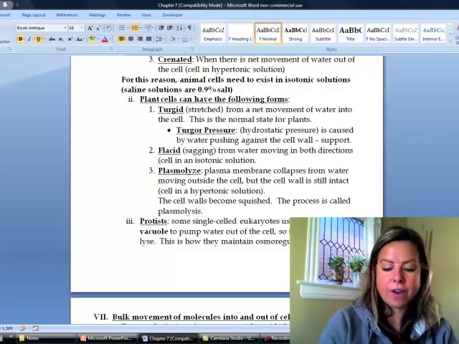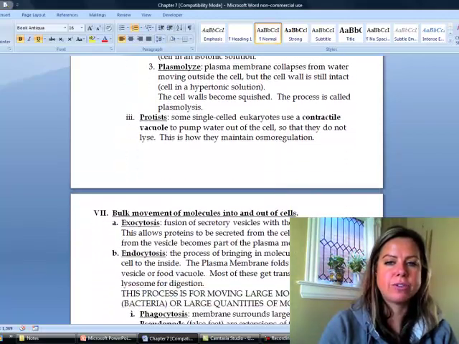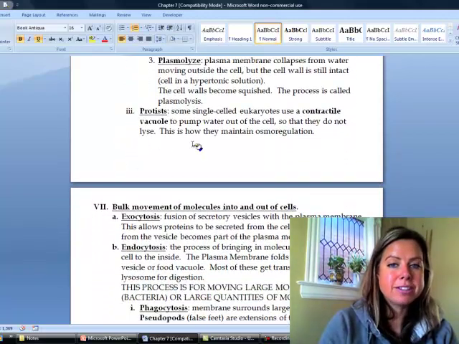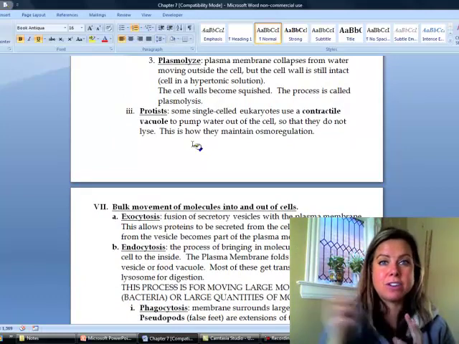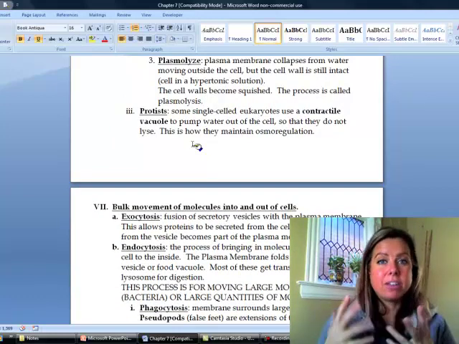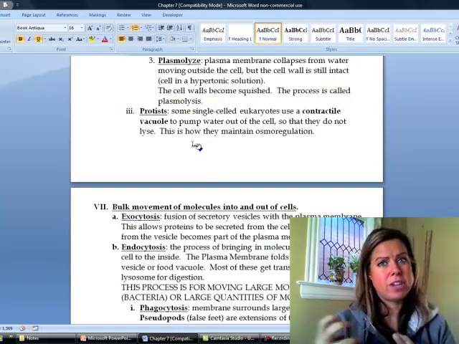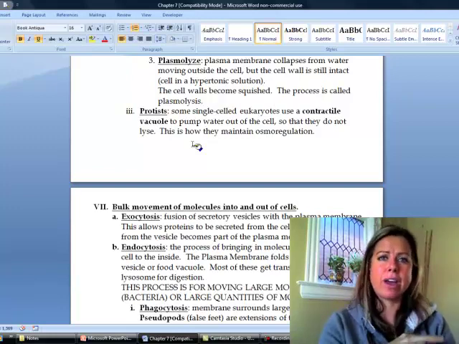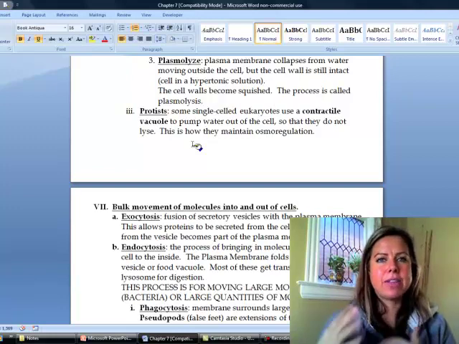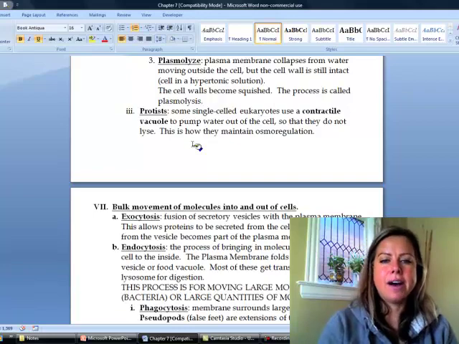Okay. Now, as far as other types of cells, they can have controls over this stuff too. Protists, those ones that have that contractile vacuole, can control their water intake that way. So if they're taking in too much water, they could just pump it out through that contractile vacuole. And that's how they can kind of maintain themselves.